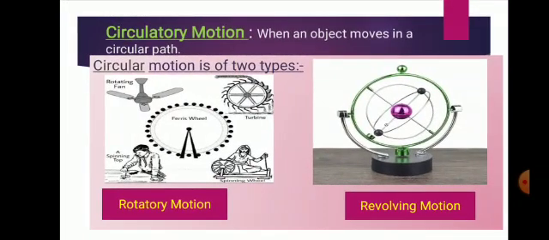Now next is circulatory motion. When an object moves in a circular path, it is called circulatory motion. And it is of two types, rotatory motion and revolving motion. See, the first figure shows an example of rotating motion, and the second shows an example of revolving motion.